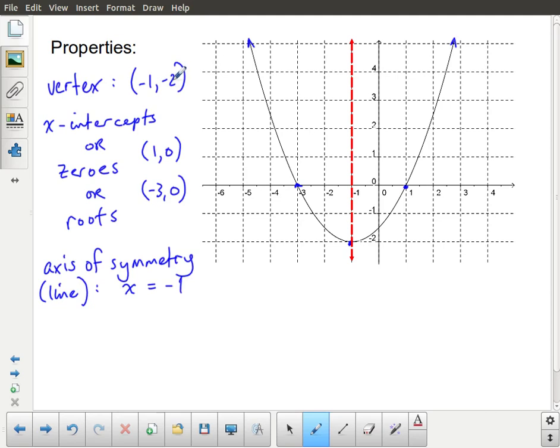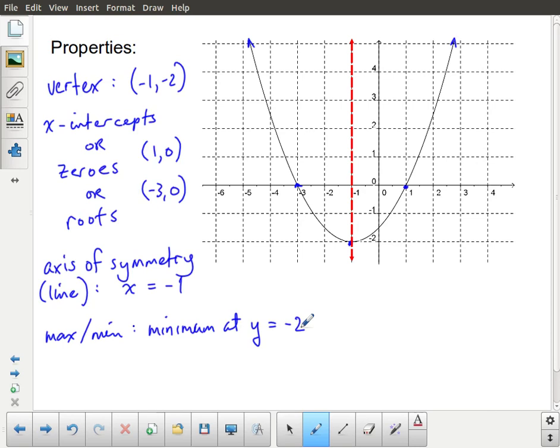Similarly, the y-coordinate of the vertex represents either the max or the min of the parabola. So in this case, our maximum, well, we don't have a maximum. What we have is a minimum. And where is our minimum? Our minimum value is -2. So it occurs when y is equal to -2, and that's the y-coordinate from the parabola.